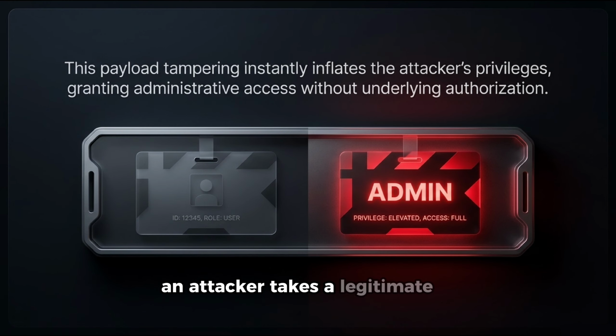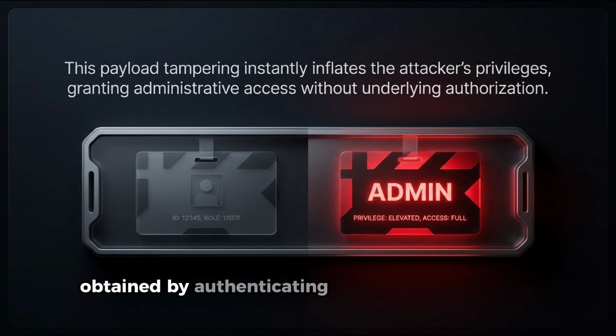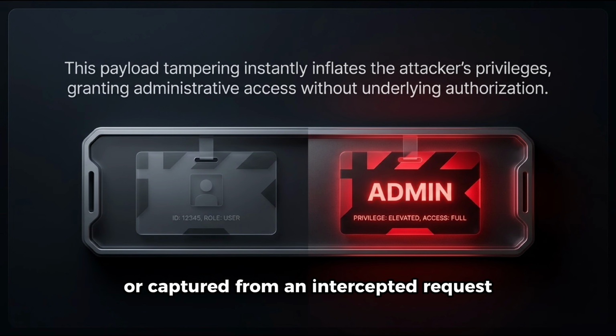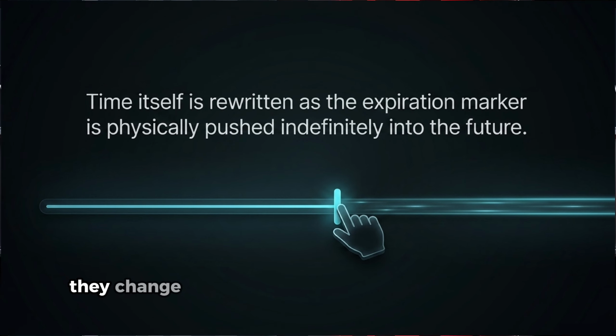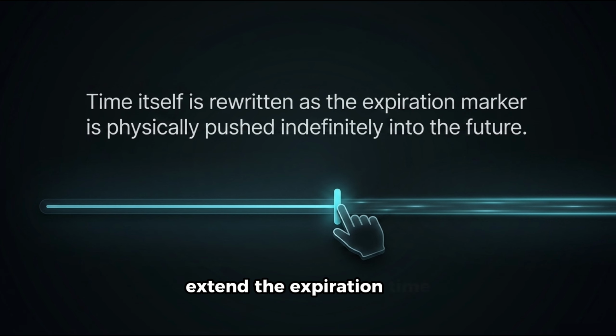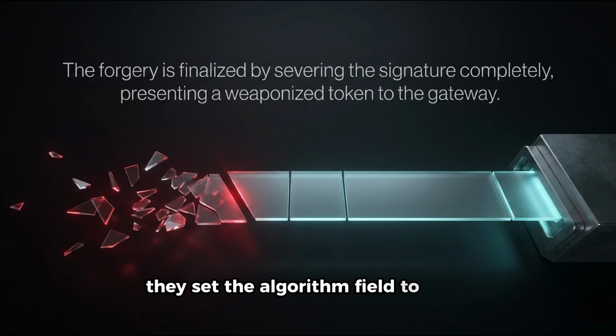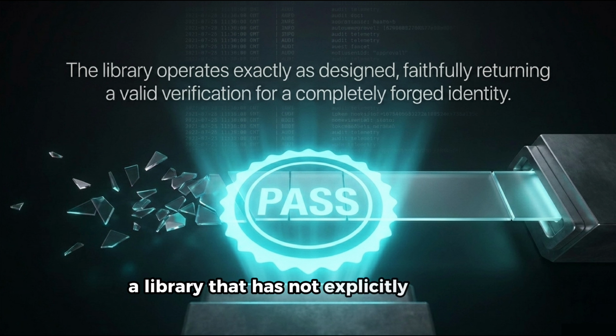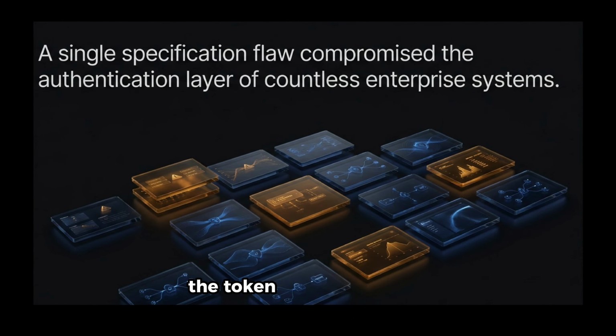An attacker takes a legitimate JWT obtained by authenticating as a low-privilege user, or extracted from browser storage, or captured from an intercepted request, and modifies the payload. They change the subject identifier, elevate a role claim, extend the expiration time. They set the algorithm field to none and remove the signature entirely. A library that has not explicitly rejected the none value reads the field, determines no signature check is required, and returns a successful verification result. The token has been forged.